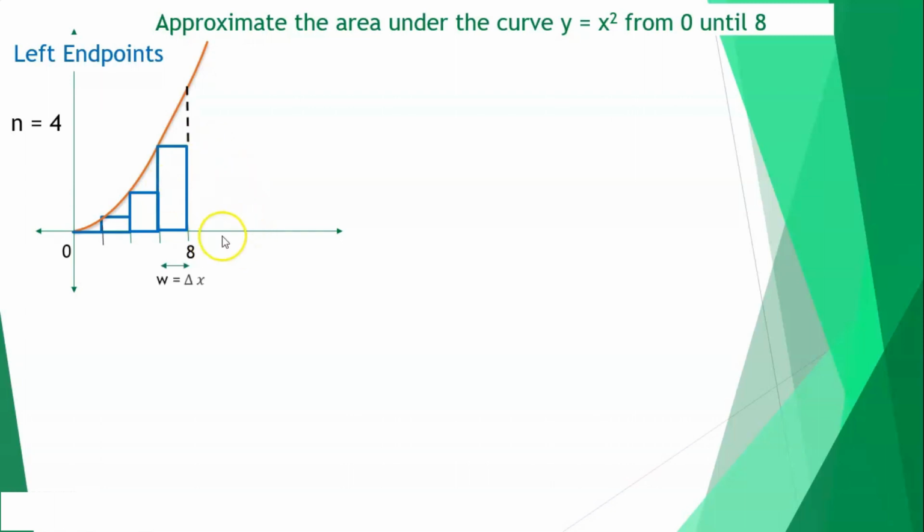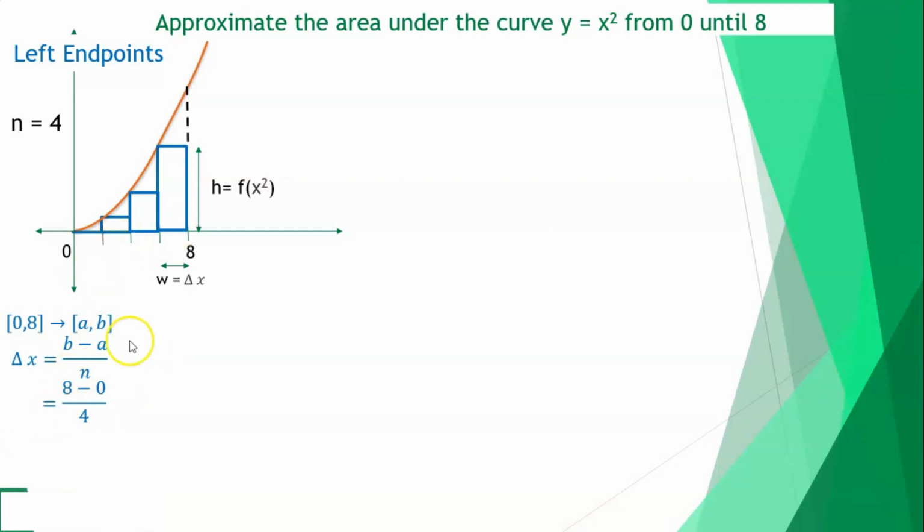Now, finding the area of a rectangle is basically length times width. The width here is from one endpoint to another, so that would simply be the change in x. The height differs for each rectangle, and is defined by the function x squared. Our limits are from 0 until 8. To find the change in x, that's the end limit minus the starting limit, divided by the number of rectangles. So that's 8 minus 0 divided by 4, therefore our interval is 2.